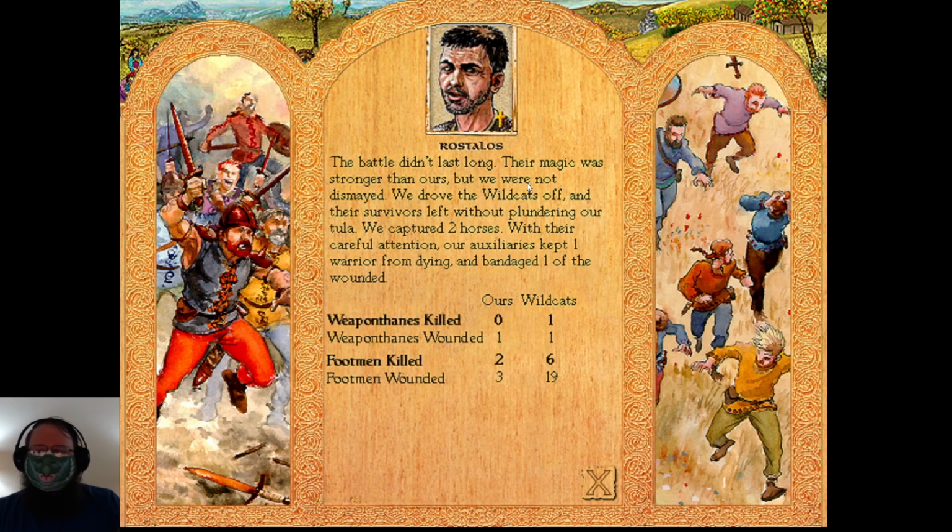I put 2 magic in, and they still had stronger... I guess it's good I put 2 in, since they apparently had stronger magic.